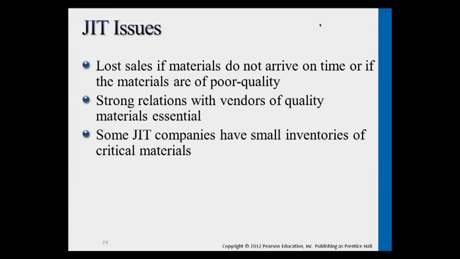So some just-in-time companies have small inventories of critical materials. So why do they do that? So that they do not stop the process. Let's say I'm producing something that requires the majority of that product to be of zero low quality. All of it should be of the high quality raw material. In this case, I cannot have this negligence of allowing a vendor once in a while to deliver material of low quality. So what I'm going to do is have a little bit of inventory.